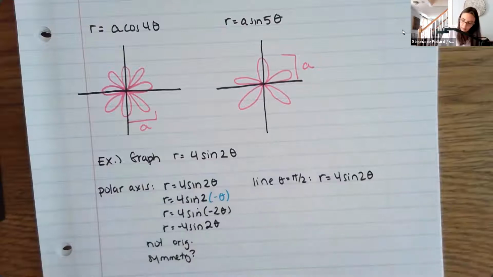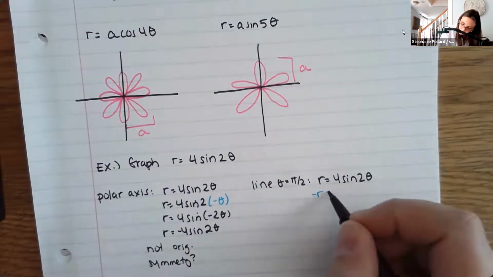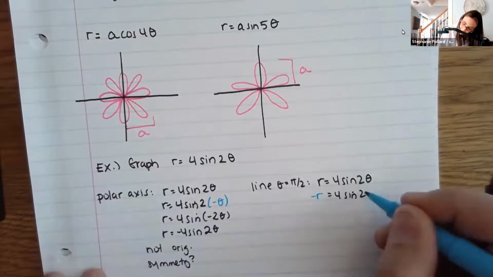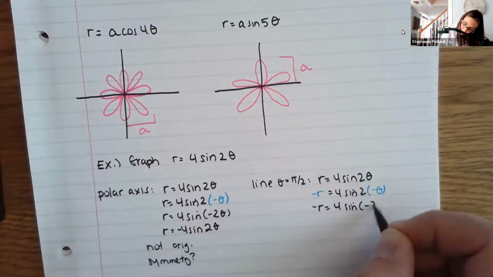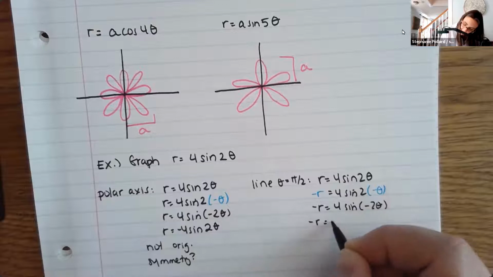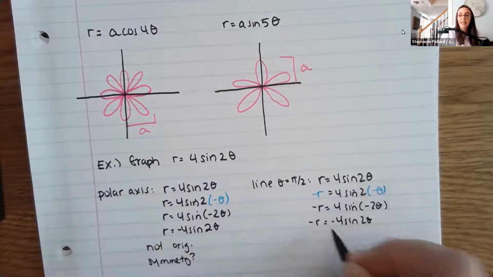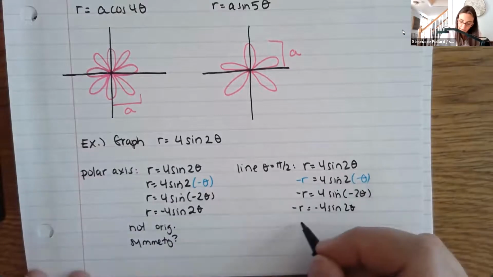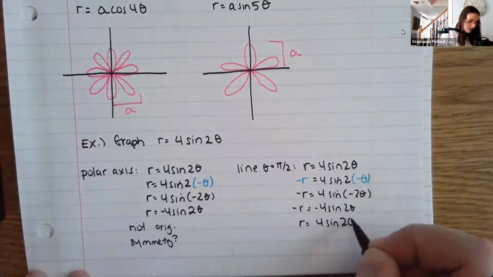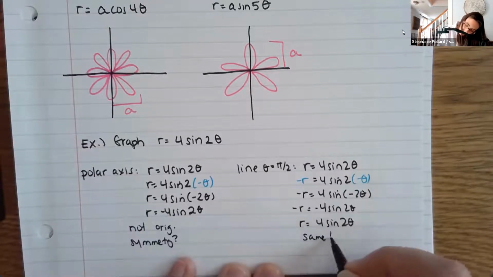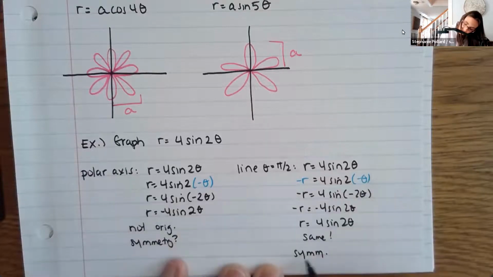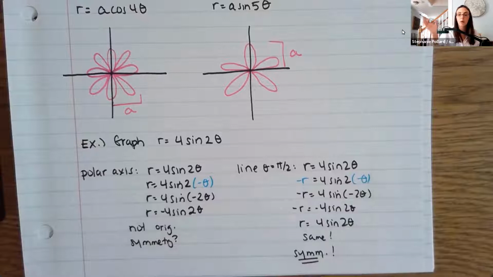So with this one, we're going to replace both r and theta with their negatives. So I have negative r equals 4 sine of negative 2 theta. That negative is going to come out. And those two negatives can cancel, right? If I multiply both sides or divide both sides by negative 1, I have r equals 4 sine of 2 theta. The equation does not change. So it is the same as the original. So we know we do have this kind of symmetry here for sure. So we're going to see some sort of symmetry with that line pi over 2. So it's like the y-axis line. So we have this left to right symmetry that we're going to see.